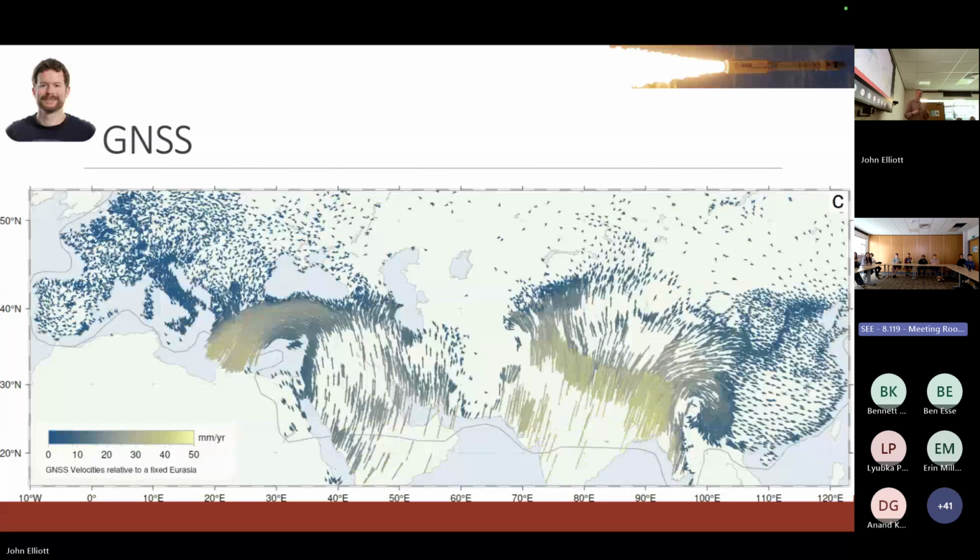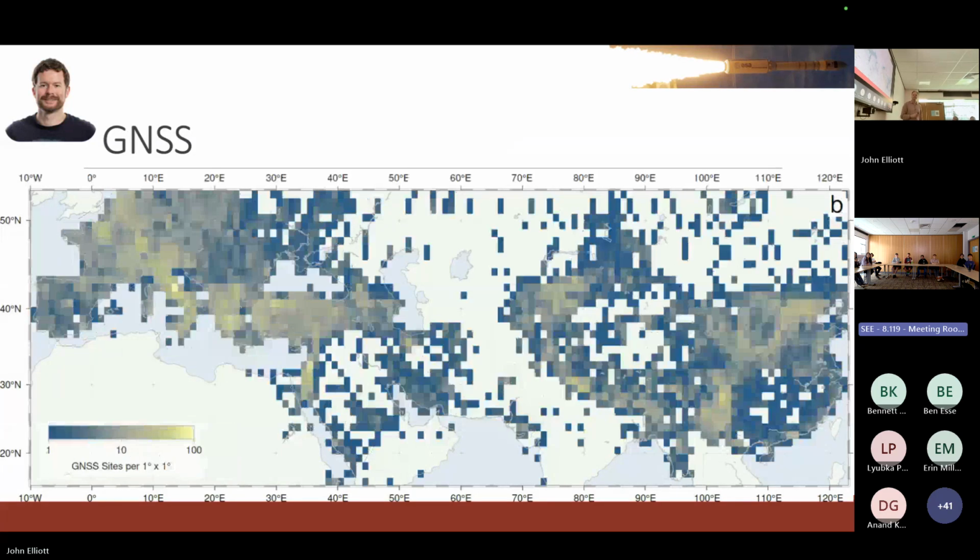The more usual perspective is with respect to a fixed Eurasia, where you can see the northward motion of India and Arabia, and the westward motion of Anatolia out of the way. That's the more usual picture we see for the GNSS. So you can see it's really quite heterogeneous in its distribution, dense in Europe, but really huge gaps in the middle of Afghanistan, and really quite sparse in parts of Central Asia as well, and very little across the central part of the Tibetan Plateau.